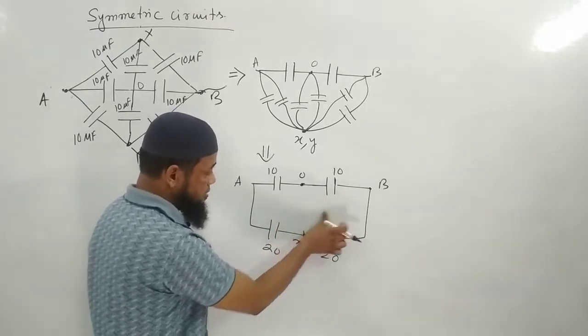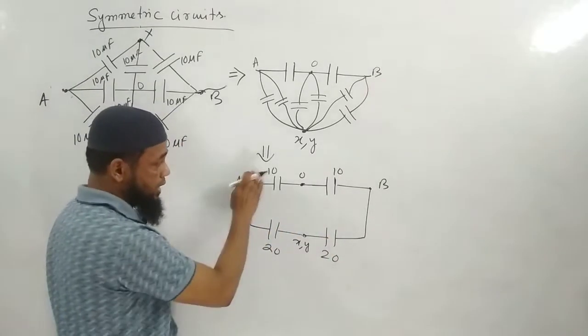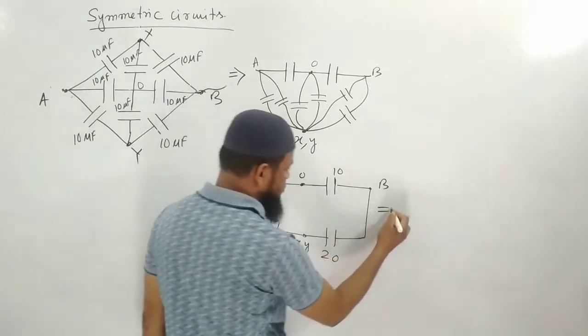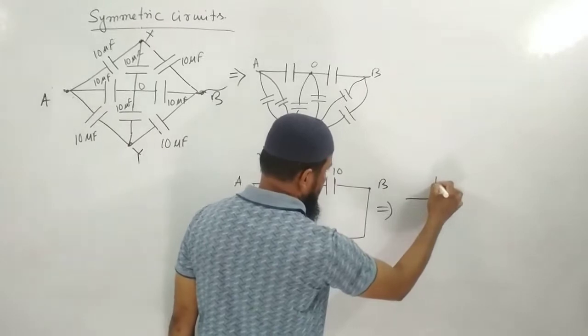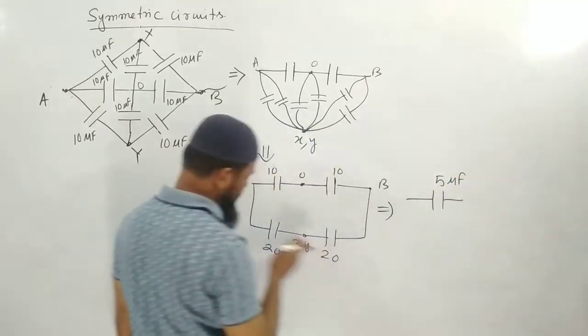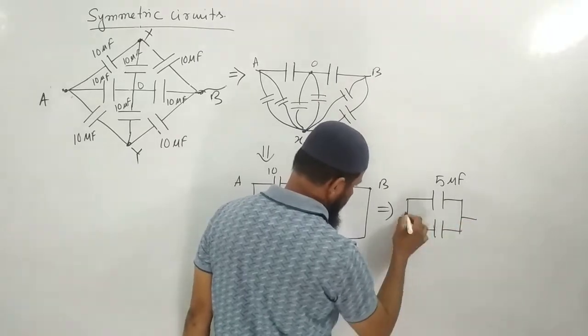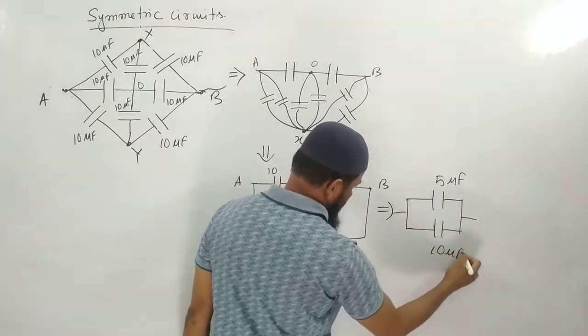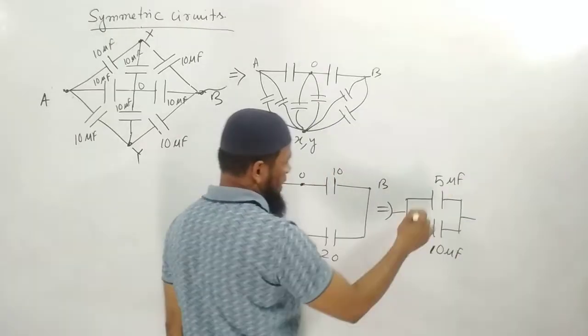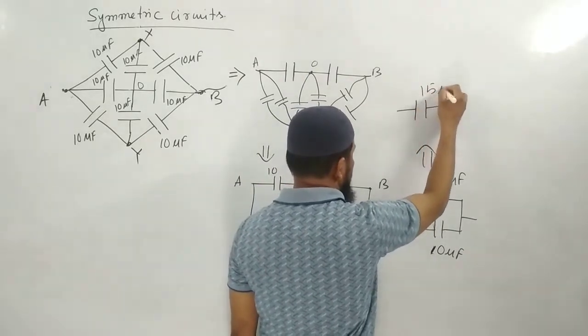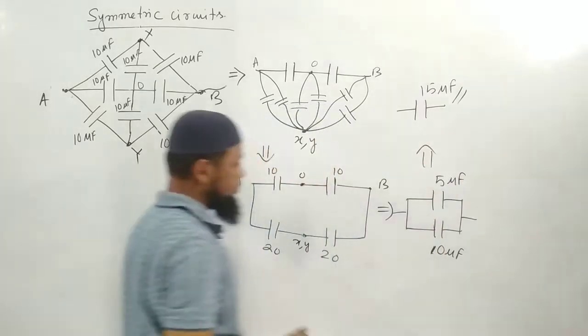This can be neglected. If this is neglected between A and B, these two are in series. 10 and 10 in series will become 5. Let's develop that habit. 20 and 20 in series will become how much? 10. Now 10 and 5 in parallel, so equivalent will become how much? 15 microfarad. Okay.